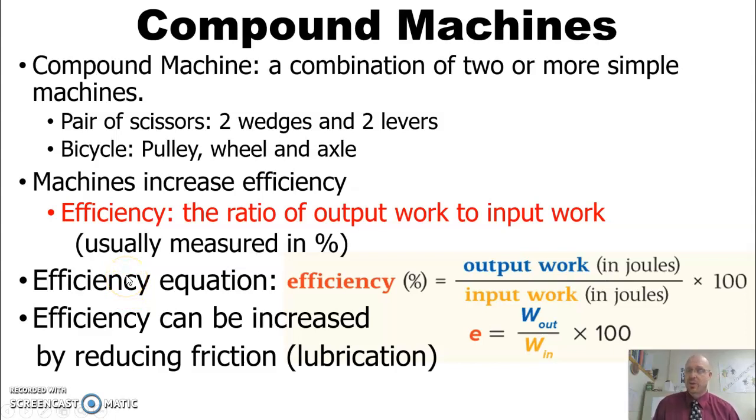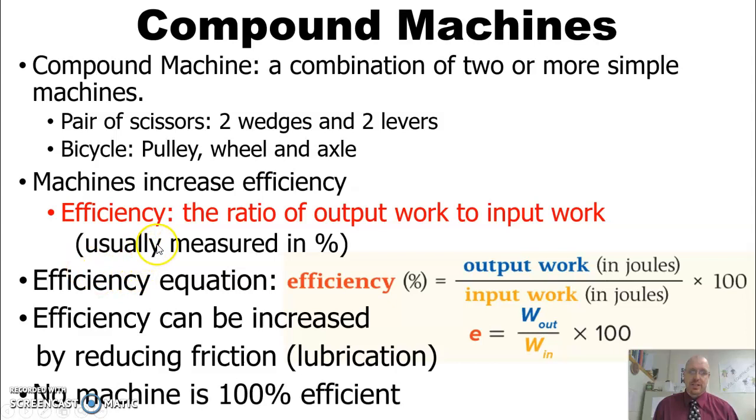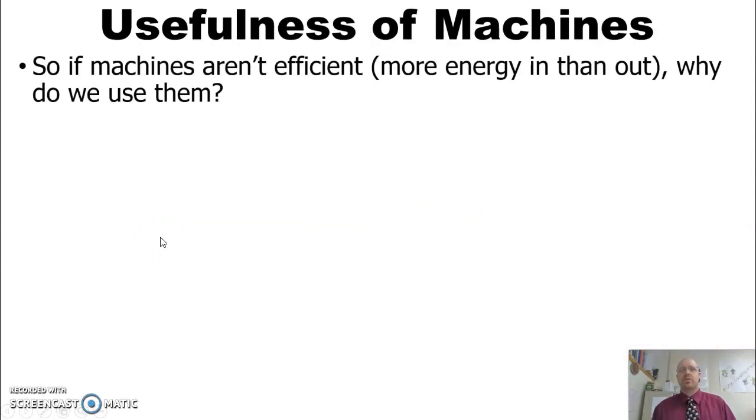Efficiency, the only way you really can increase that once you have a machine set up is to reduce friction, because we know friction always takes motion and turns it into heat. All right, so we have to reduce friction as much as possible. No machine is 100% efficient because we have friction. Right? So the useful machines.